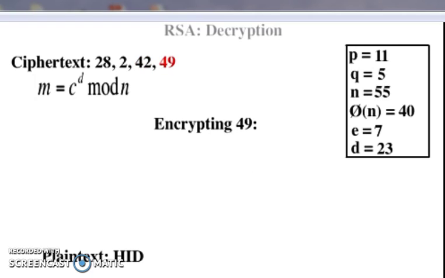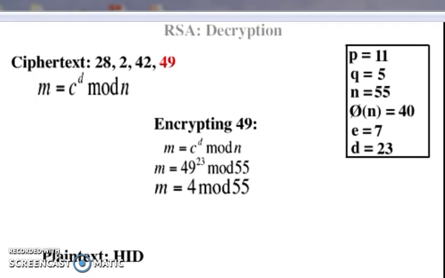Decrypting 49. M equals C to the power of D modulo n. C equals 49, D equals 23, N equals 55. So M equals 49 to the power of 23 modulo 55. M equals 4 modulo 55. 4 equals E. This is our fourth plain text. Now we have a plain text message, HIDE.